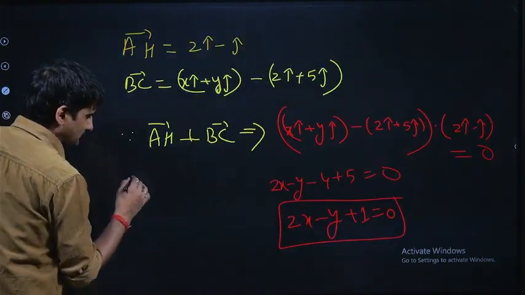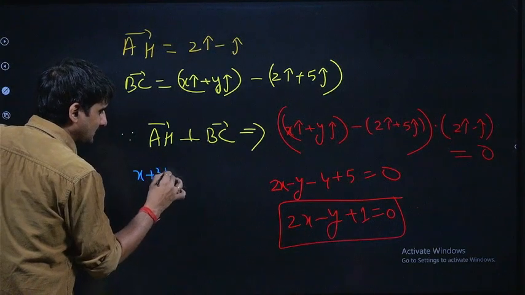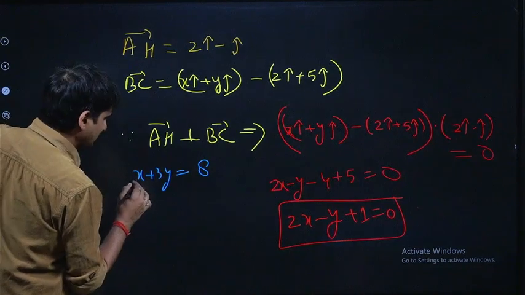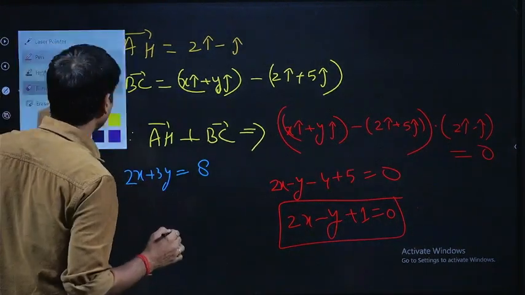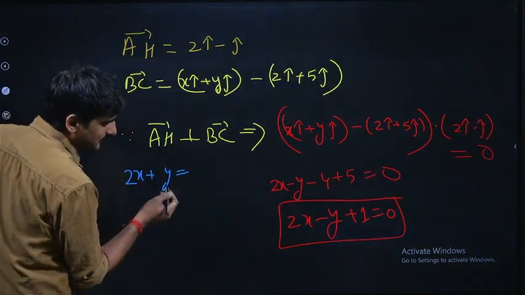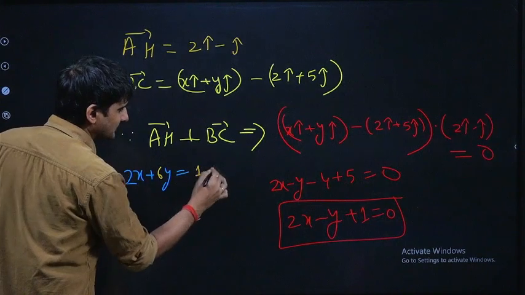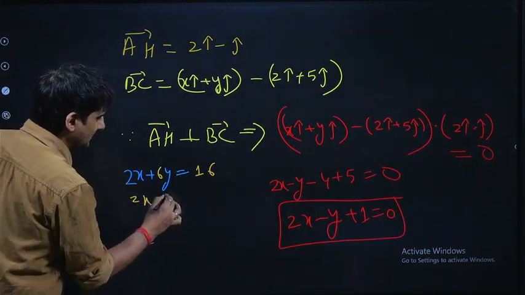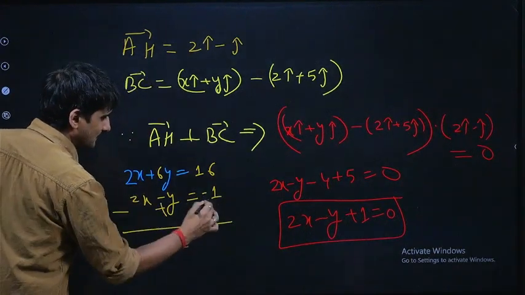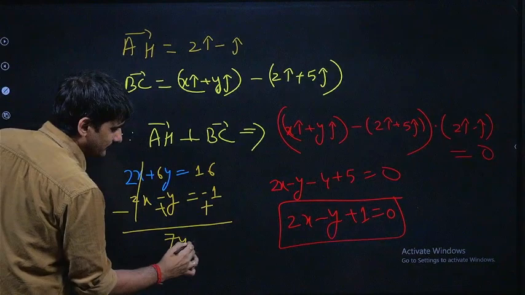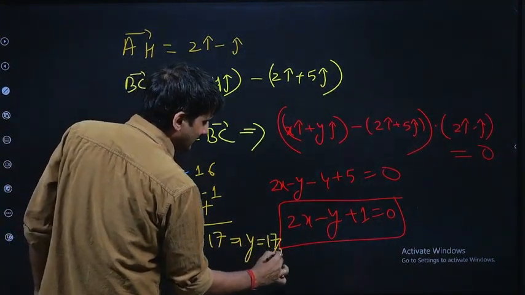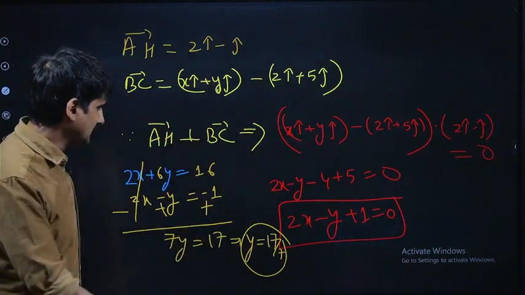So shall I solve here? x plus 3y is equal to 8 and 2x minus y is equal to minus 1. If I multiply by 2 here itself, just a minute. So we get 2x plus 6y is equal to 16, and this is 2x minus y is equal to minus 1. Subtract. So it's 7y is equal to 17. You have y which is 17 by 7, and similarly we can get x here.